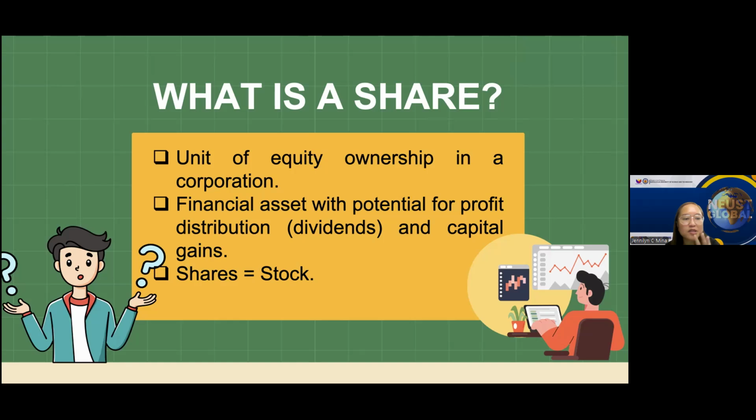There are two main types of shares. Of course, the common shares. Owners can vote in company decisions and receive dividends, but these are not guaranteed. There are also preferred shares. Owners get fixed dividends before common shareholders, but usually don't have voting rights. In simple terms, shares are like owning a piece of a business, and their value can grow over time.